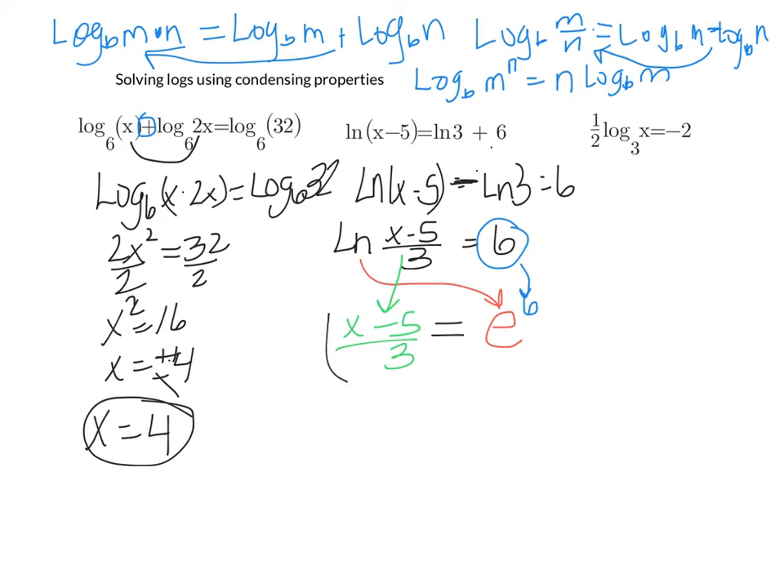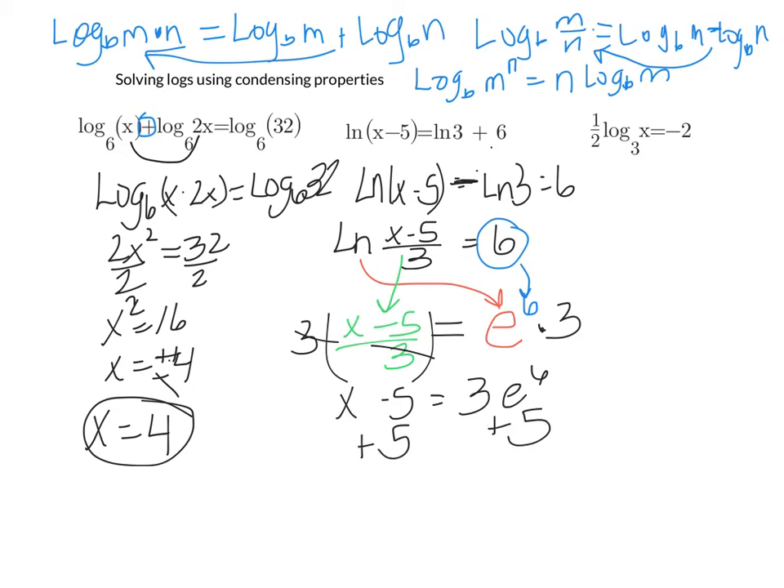I'm going to multiply by 3 to get rid of the denominator. So x minus 5 equals 3e to the 6th. And then I'll add 5. And x equals 3e to the 6th plus 5. We can plug that into a calculator and get a decimal approximation if you have one. And I got x is approximately 1205.286.